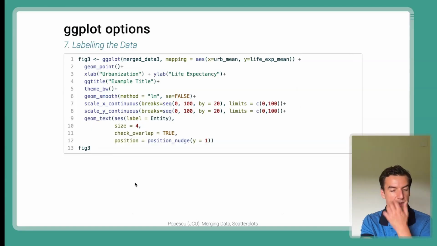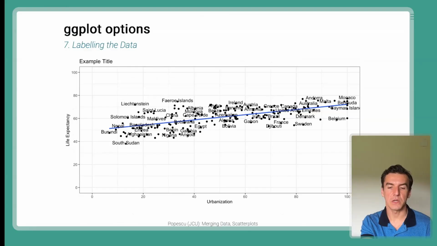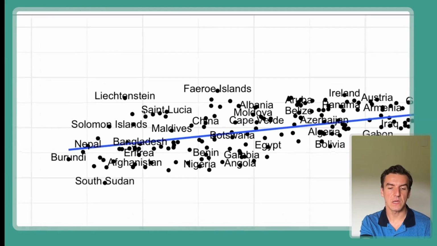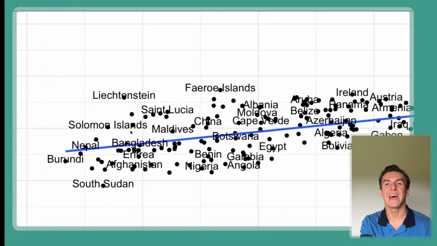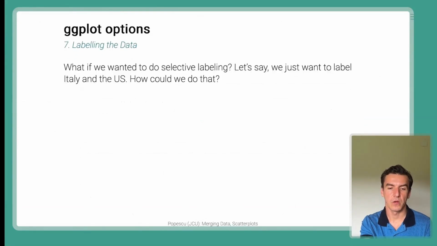So once again, we want to label all the points in that ggplot. We want to know what countries we're dealing with. So here's the final result, right? So notice how all these points now have a label associated with them.